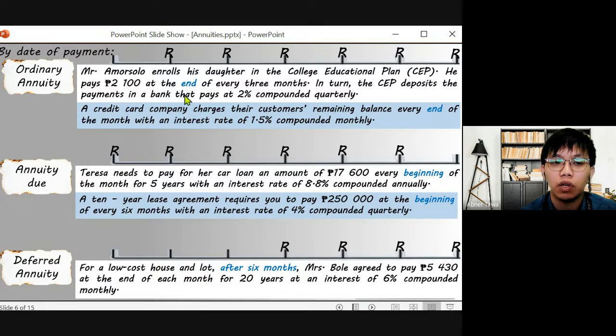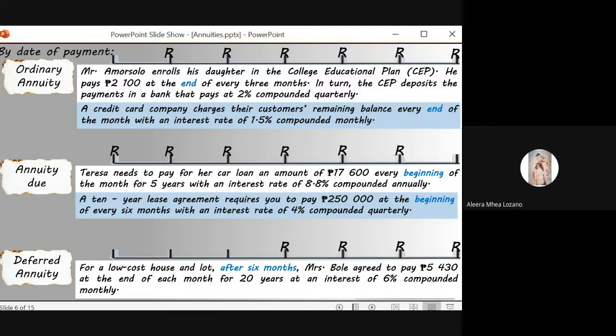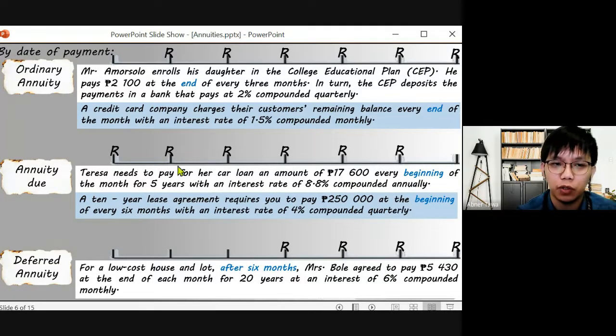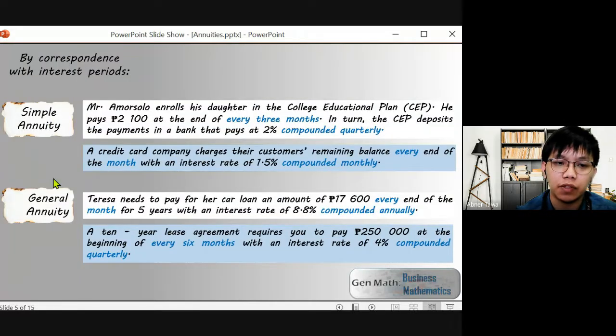Do you have any clarifications on our types of annuities before we proceed with the activity? None, sir. I hope you understood the difference between ordinary, annuity due, and deferred. And the same goes for the difference between simple and general.